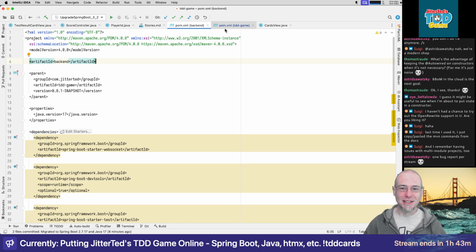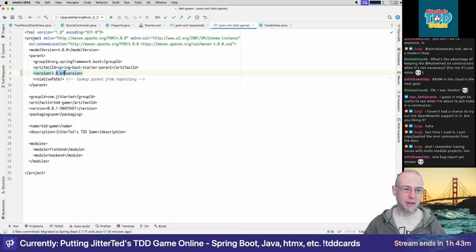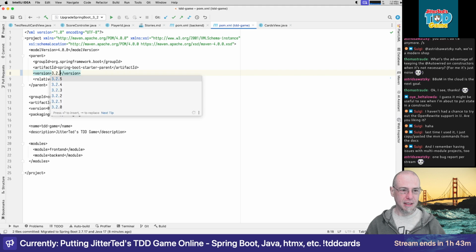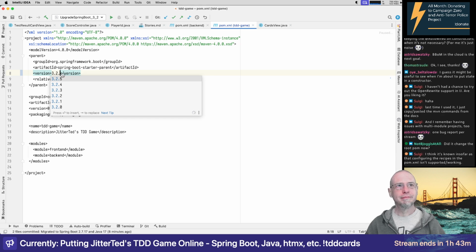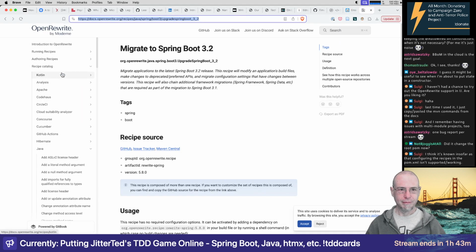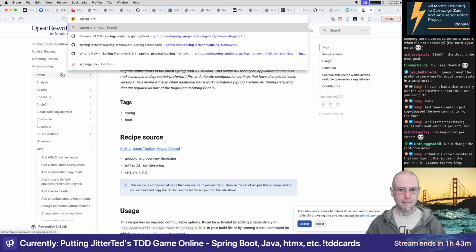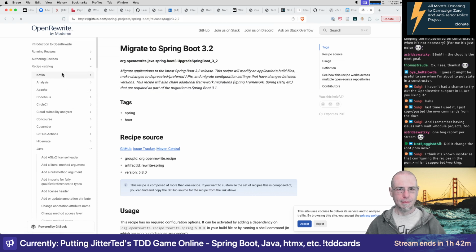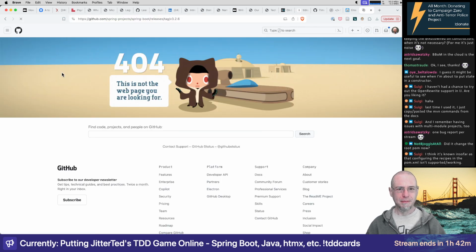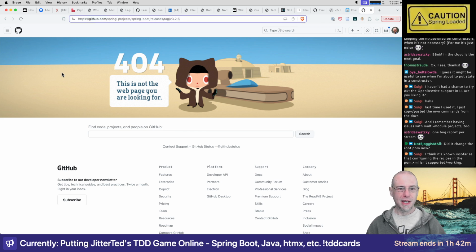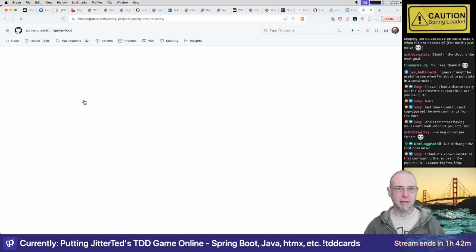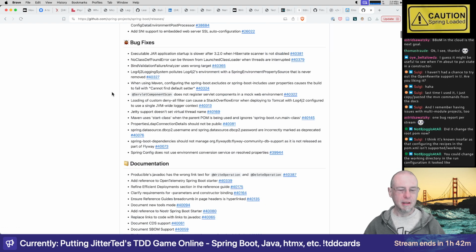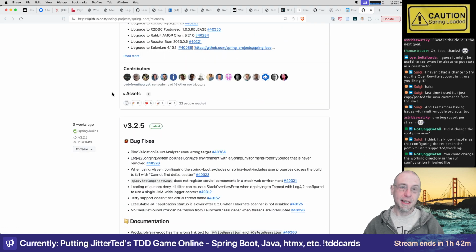All right, so let's go here. And now if we go to 3.2. What is the latest? Is it 7? No. 6? No, I guess it's 5. I thought there was something after 3.2.5. Oh, well, there's 3.3 RC1. I guess 3.2.5 is the latest. Okay.